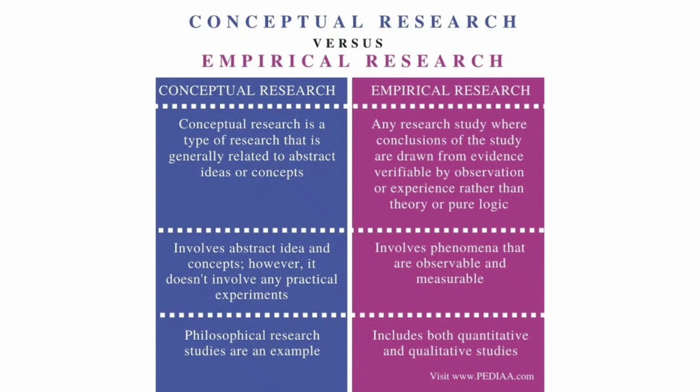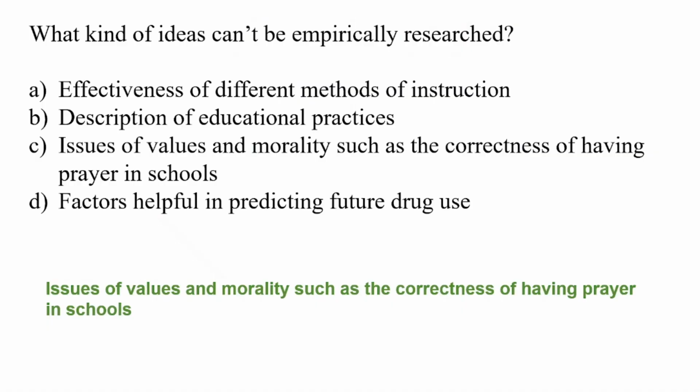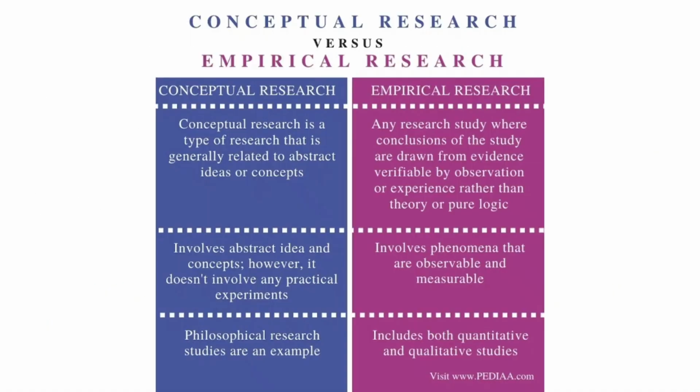So it involves phenomena that are observable and measurable. You cannot really measure the issues of values and morality, such as the correctness of having a prayer in school. It's very subjective. Some people might be against it, some people might be for it. So it's nothing that can be very easily observed and measured.